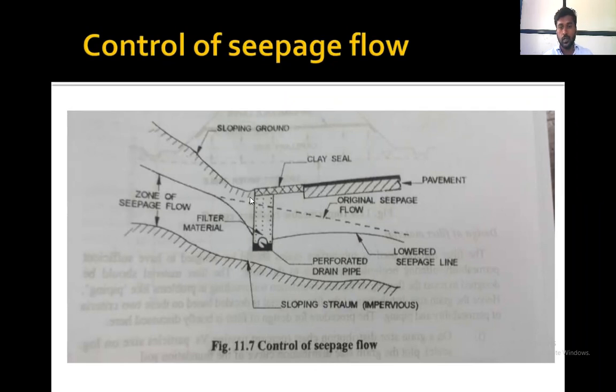You can observe here, the original seepage flow is shown by the dotted lines. And due to the provision of this drain, what will happen? The seepage flow will get lowered. In this way, we can lower the seepage line. You can observe here in this figure.